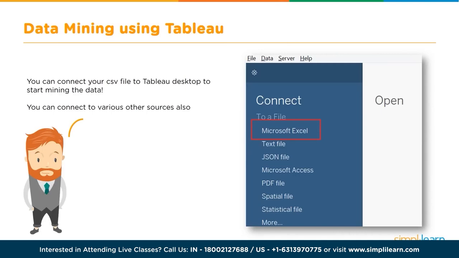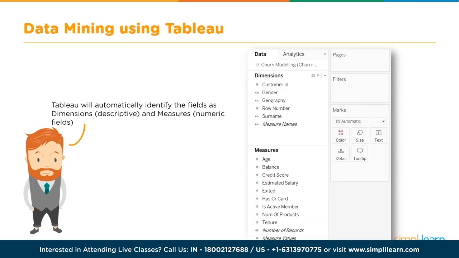You can then run some of the data mining activities. Say your data is in some Excel sheet, so you can select the source as Microsoft Excel or any other format, and the data will be brought into the Tableau environment, and then it will show you what are known as dimensions and measures. Dimensions are all the descriptive columns, and Tableau is intelligent enough to identify these dimensions and measures. Measures are the numerical values. As you can see here, customer ID, gender, geography are all dimensions, non-numerical values, whereas age, balance, credit score and so on are numeric values, so they come under measures.